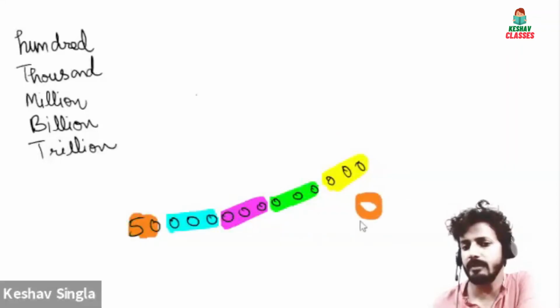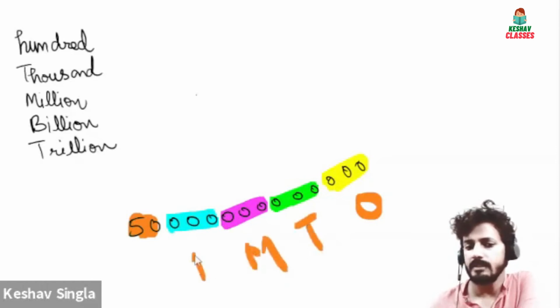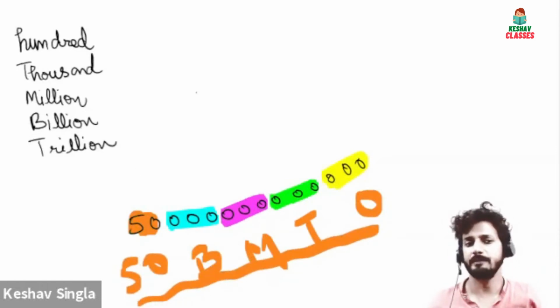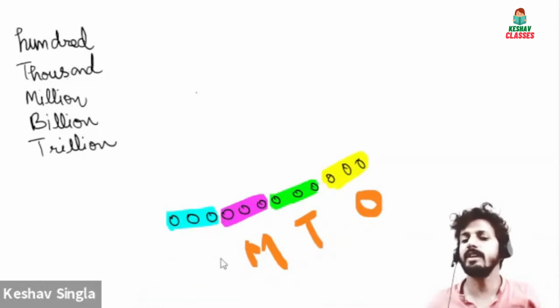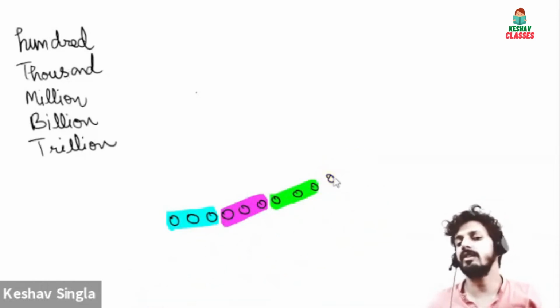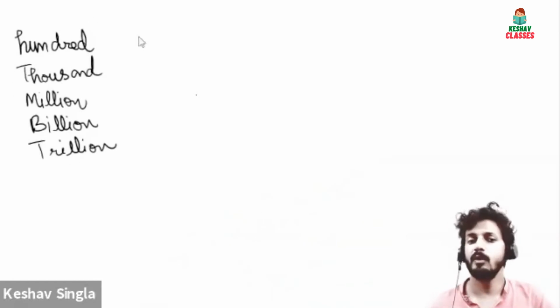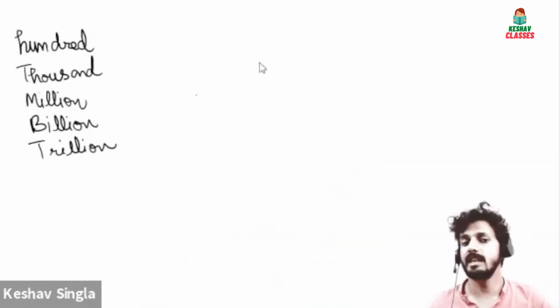50 trillion. 50 trillion, right? So this is 0, 100, 0 thousand, 0 million, 0 billion, and 50 trillion. So that's how you write 50 trillion. Yes. Okay. Now I'm going to change the pattern of the question. What I was doing right now was writing the number and you were telling me what the number is. Now I will ask you to write the number.